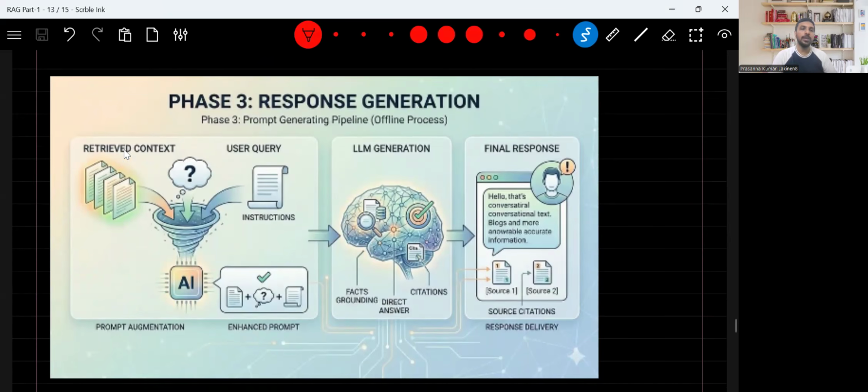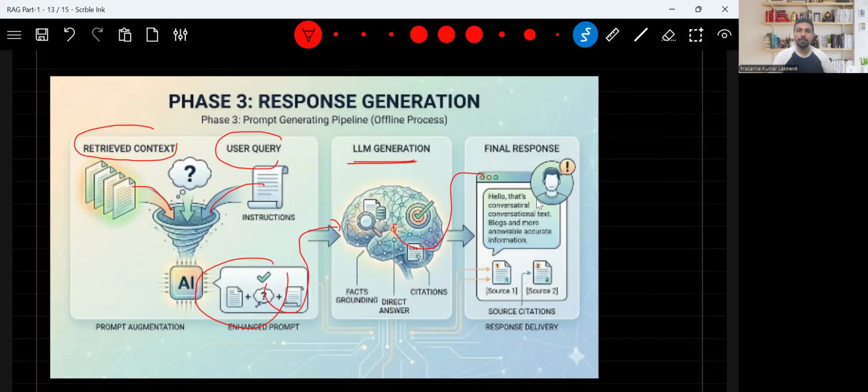So whatever the retrieved context is and whatever the user query is, both we are augmenting. That means your question, the user query, is an instruction. Both are sent to your brain, and your brain is the LLM. Now the LLM will generate the final response.